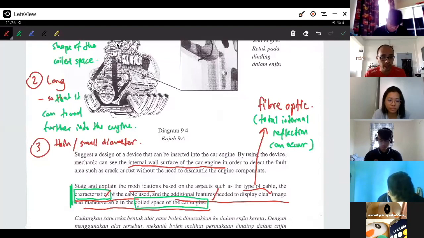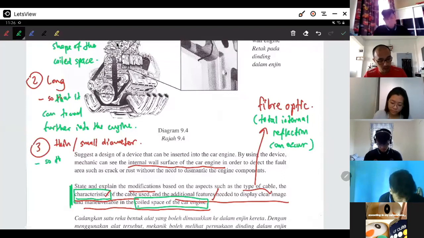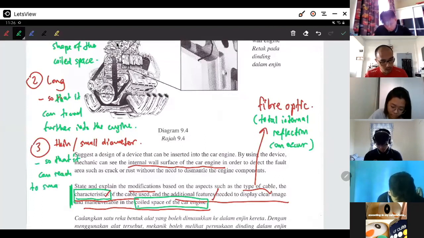Okay, why? Why thin or small diameter? So that it can reach to smaller part. Okay, so that it can reach to smaller part. So that it can reach to smaller spaces. Okay, ruang yang lebih kecil lah. Okay, so that it can reach to smaller spaces.